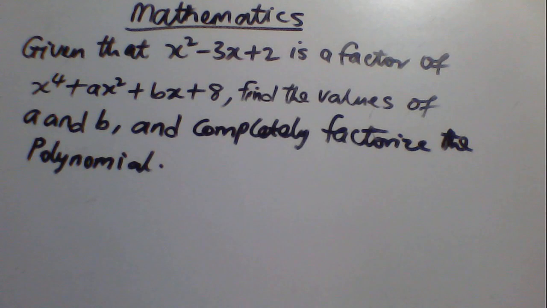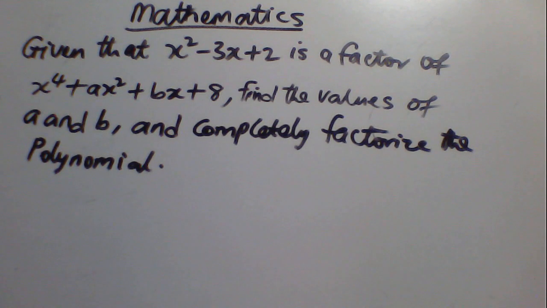Alright, good day, student. You have x squared minus 3x plus 2 is a factor of x raised to power 4 plus ax squared plus bx plus 8. You are required to find the values of a and b and completely factorize the polynomial. So how do we solve this type of problem?